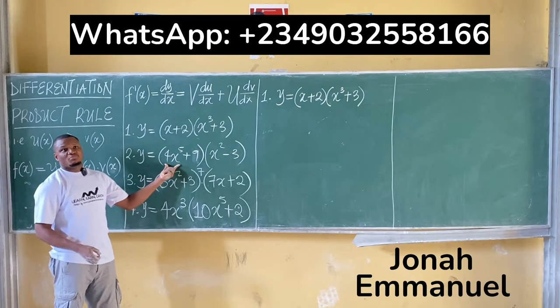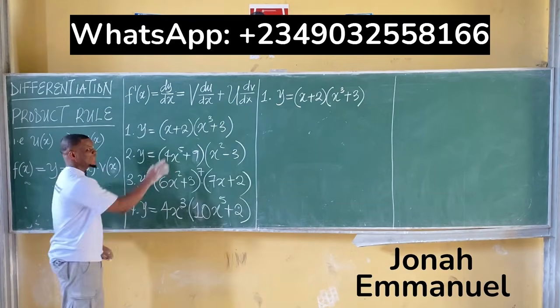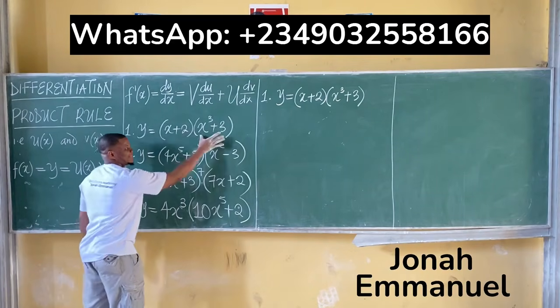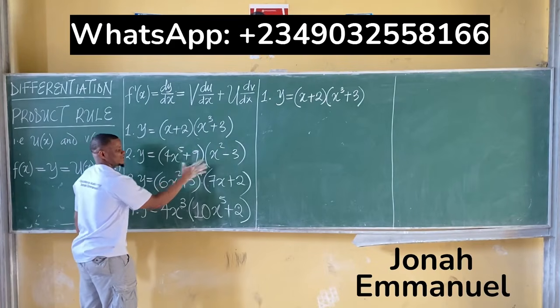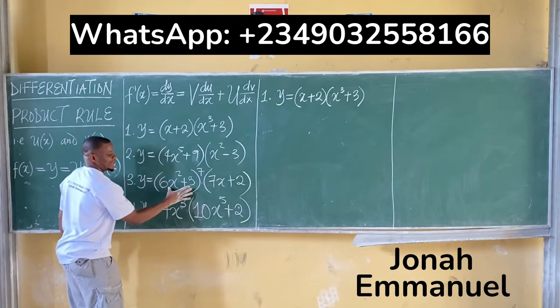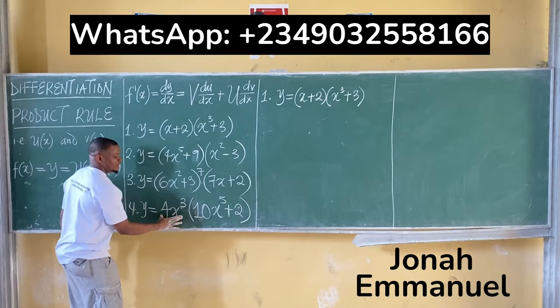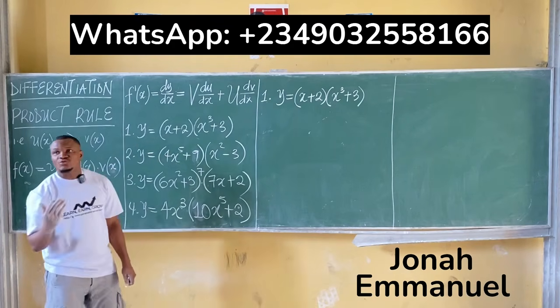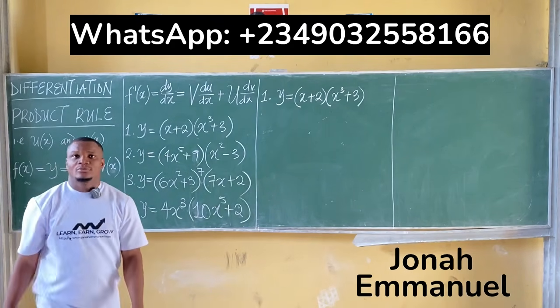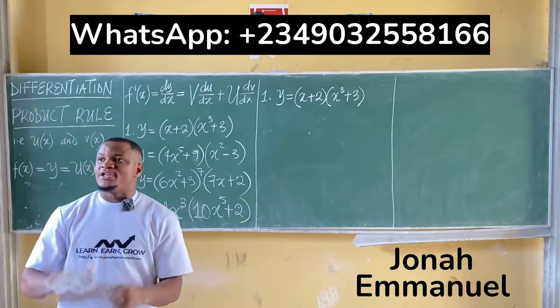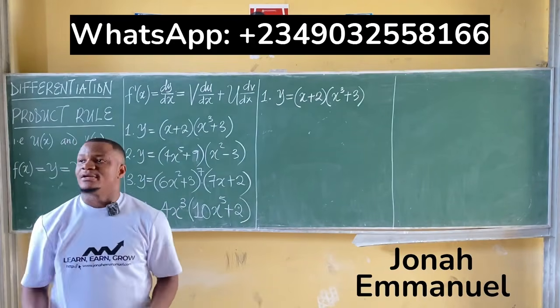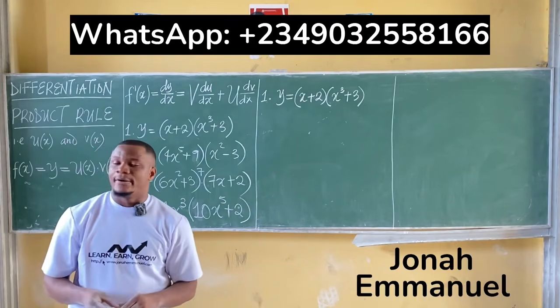But if I observe clearly in this question, this is multiplying this. This one here is multiplying this. That is how you know it's a product rule. So I know it's a product rule when you have two things multiplying. That's a product rule. All right.